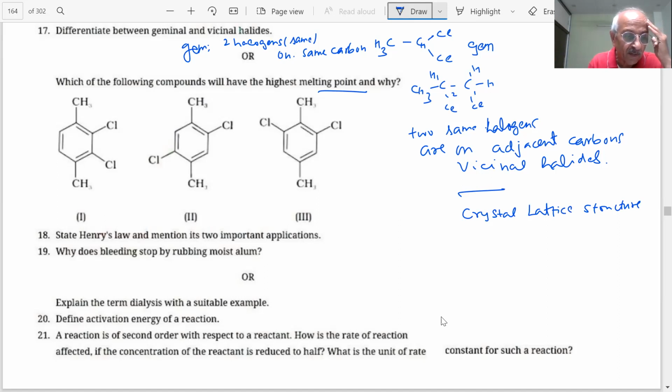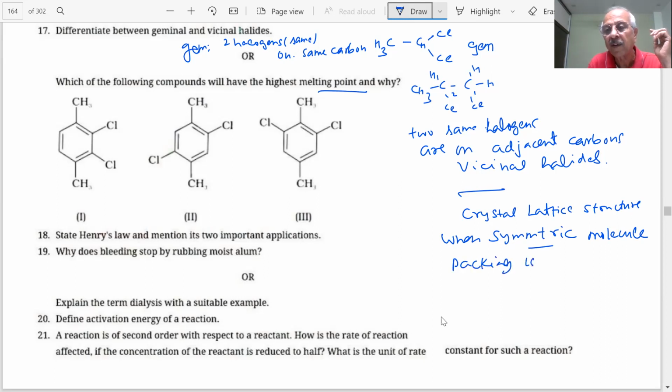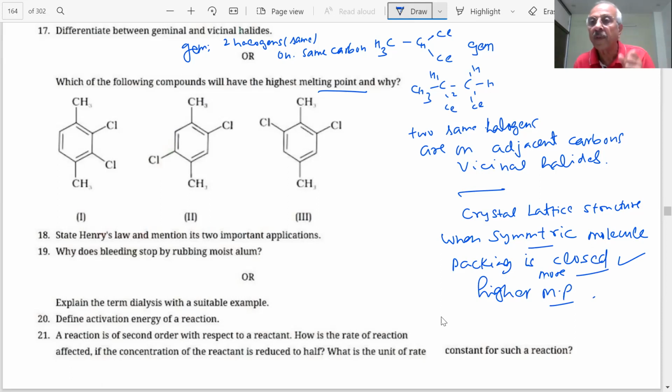So when you have a symmetric molecule, the packing is closer, more closed packing, and then it will have a higher melting point. The closer the packing, the particles are more closely packed, and more energy will be required to melt. Is it right? So which is the most symmetric molecule here?